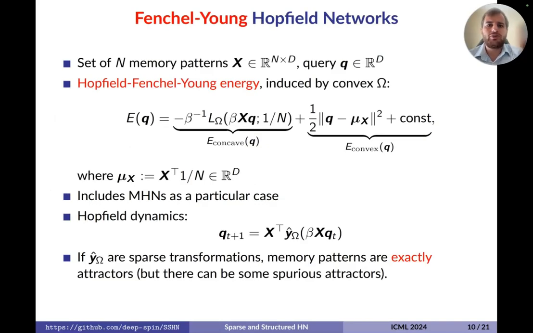Formally, we are now able to define the Hopfield-Fenchel-Young energy induced by a convex omega as a sum of a convex and a concave term. This is expressed in terms of the Fenchel-Young loss, and this energy recovers modern Hopfield networks as a particular case. The Hopfield dynamics are similar to modern Hopfield networks, but now with a regularized prediction function instead of simply the softmax.